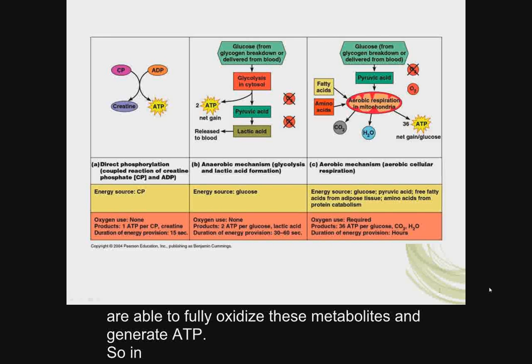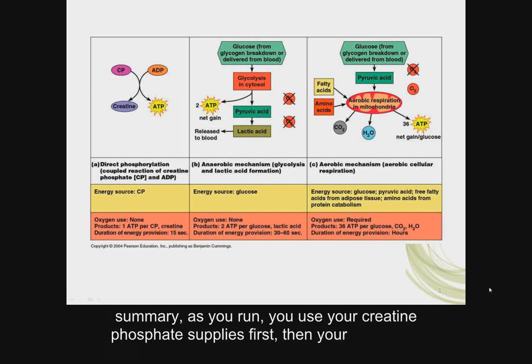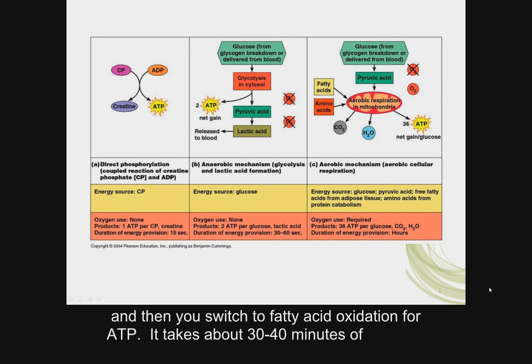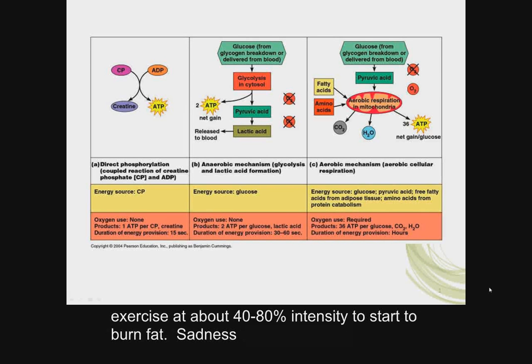So, in summary, as you run, you use your creatine phosphate supplies first, then your muscle glucose and glycogen stores. These supplies can last for up to 20 to 30 minutes, and then you switch to fatty acid oxidation for ATP. In all, it takes about 30 to 40 minutes of exercise at about 40 to 80% intensity to start to burn fat. Sadness.